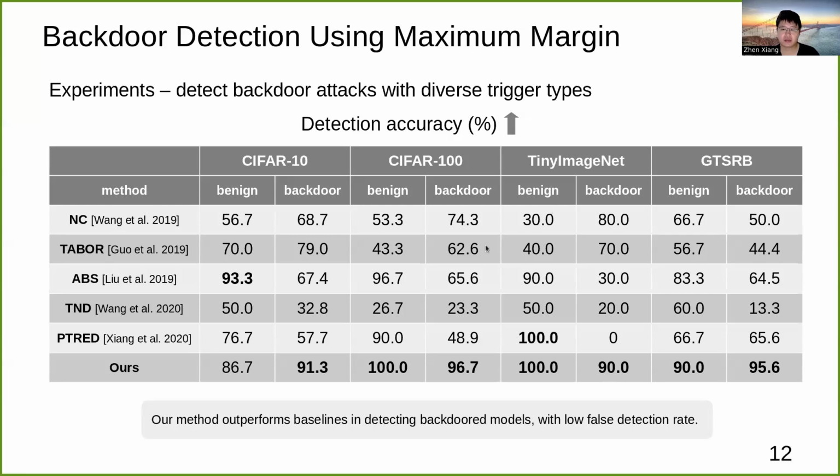And usually these baselines are just designed for a particular type or a subset of backdoor trigger types. That's why they sometimes achieve very low average detection accuracy.